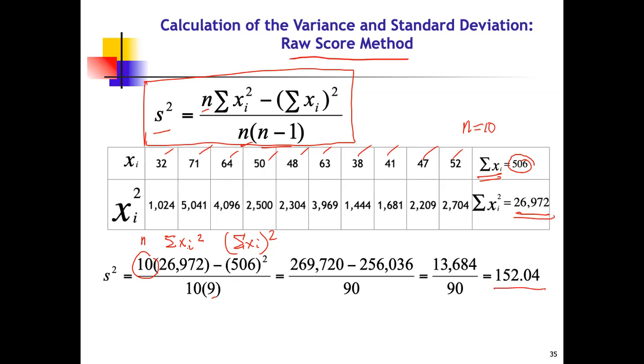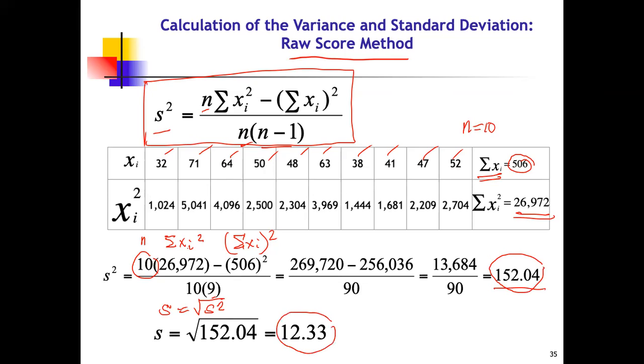152.04. Now, remember that our standard deviation is given to be the square root of our S squared. If our S squared is equal to 152.04, solving for our standard deviation S, we simply take the square root of 152.04, which in this case will be equal to 12.33. So from the data set that we have, the standard deviation is 12.33, and the variance is 152.04. If in the learning task, the quiz, or even the exam, you are asked to use the raw score method, then you have to utilize the formula that we have here.